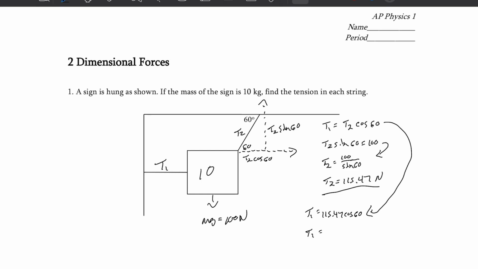With all of these, we're always breaking our forces into the components, horizontal and vertical, and then writing our net force equations. Generally, you'll have two equations with two variables, two unknown variables.